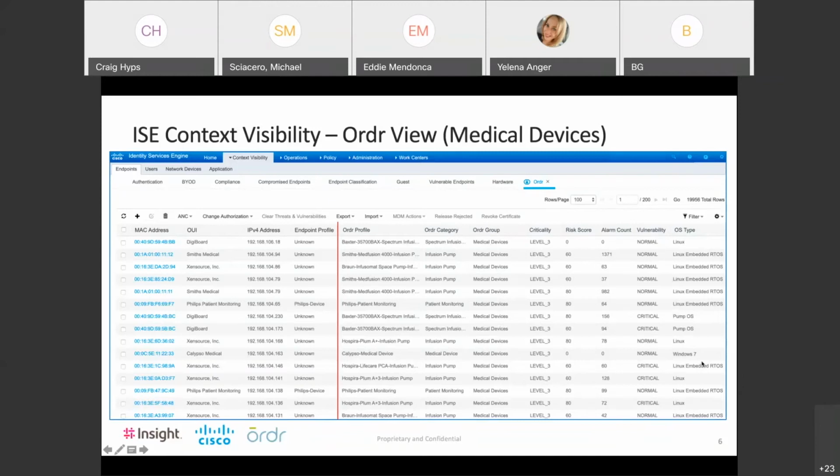And you can see that now I can build policy within ISE on this rich information, where before, in some cases, there was very minimal information against which I can understand: is this something that I should trust on my network?